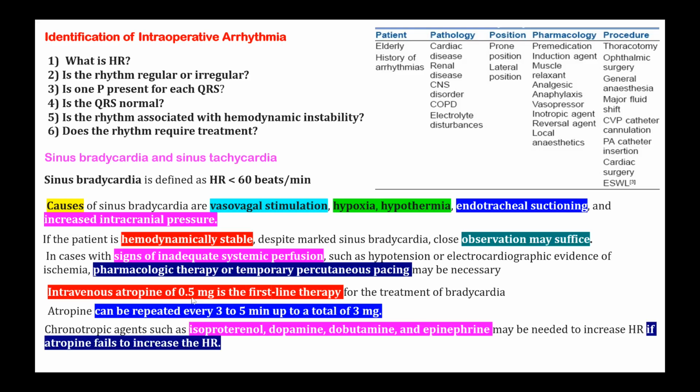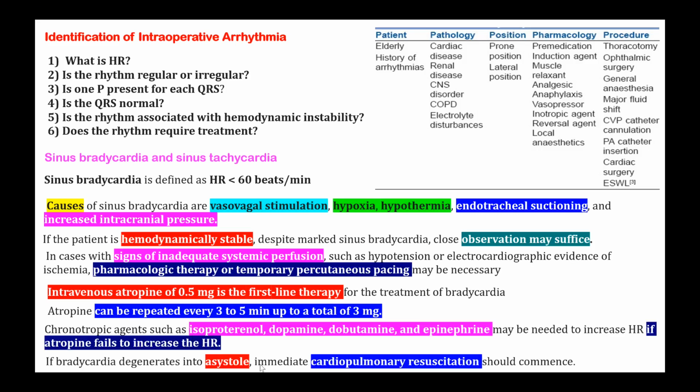And in case it is not responding to atropine, then the other pharmacological agents you can try are isoproterenol, dopamine and dobutamine, and finally epinephrine, of course in diluted fashion, not in a high dose. If the bradycardia degenerates into asystole, then cardiopulmonary resuscitation should commence and all facilities for the patient should be kept ready.